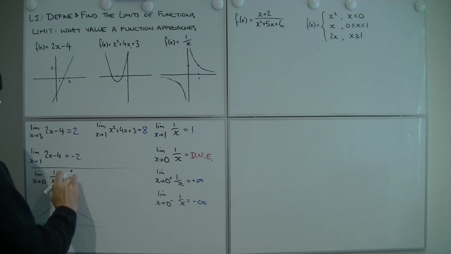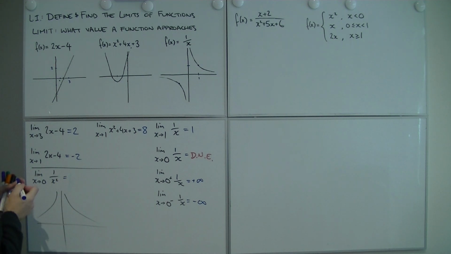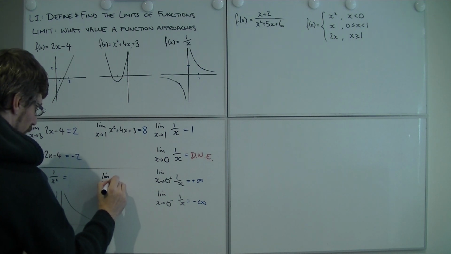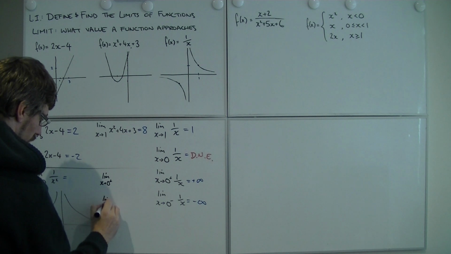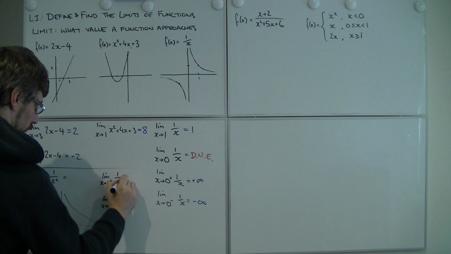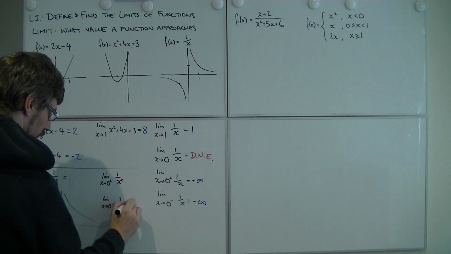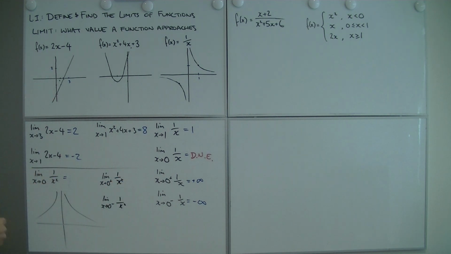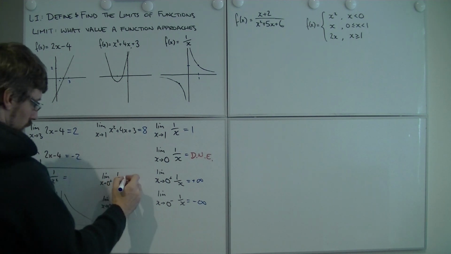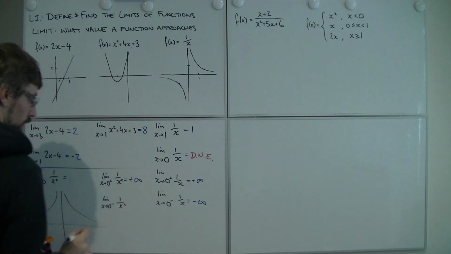Well, what's it approaching as I approach from the left? What's it approaching as I approach from the right? So, let's check it. Limit as x approaches 0 from the positive side, and limit as x approaches 0 from the negative side, for 1 on x squared. Okay, approaching from the positive side, I'm going closer and closer to x is 0, so I'm going this way. What's y doing? It's going up and up and up. This thing is positive infinity.